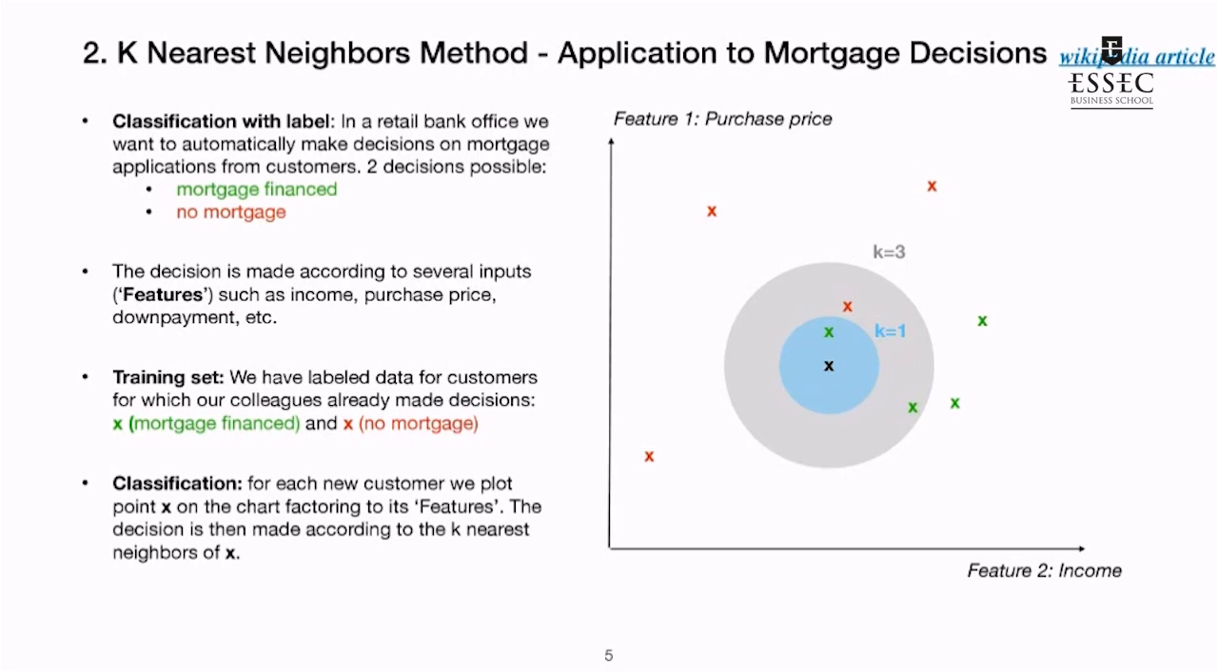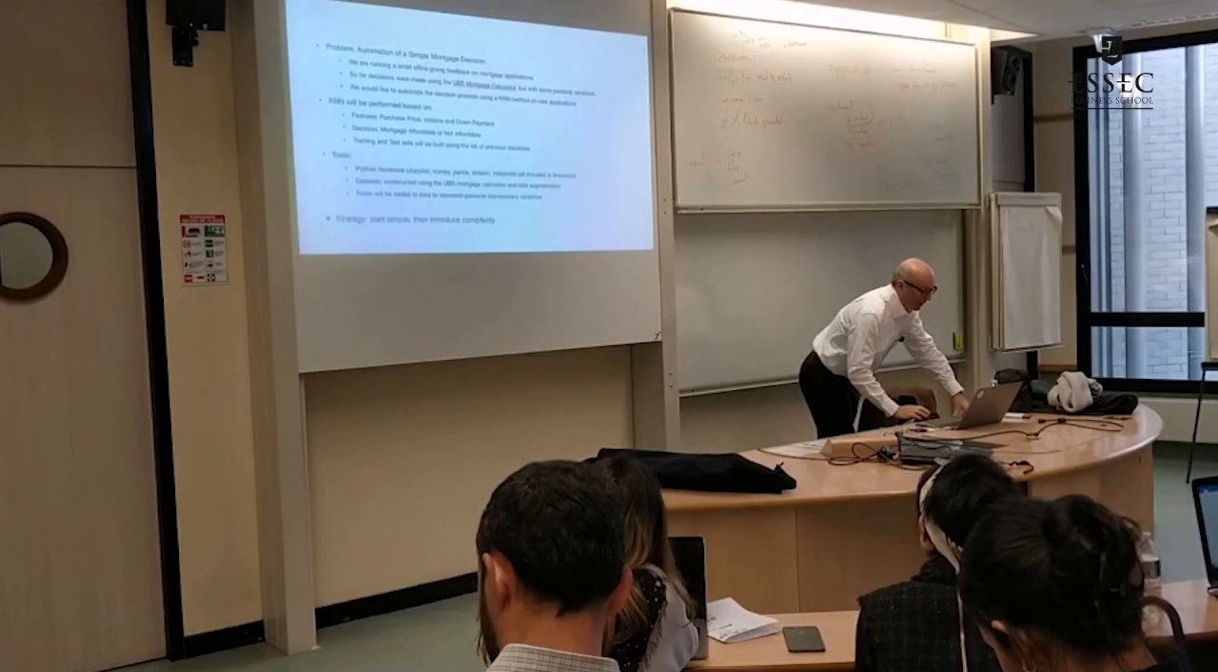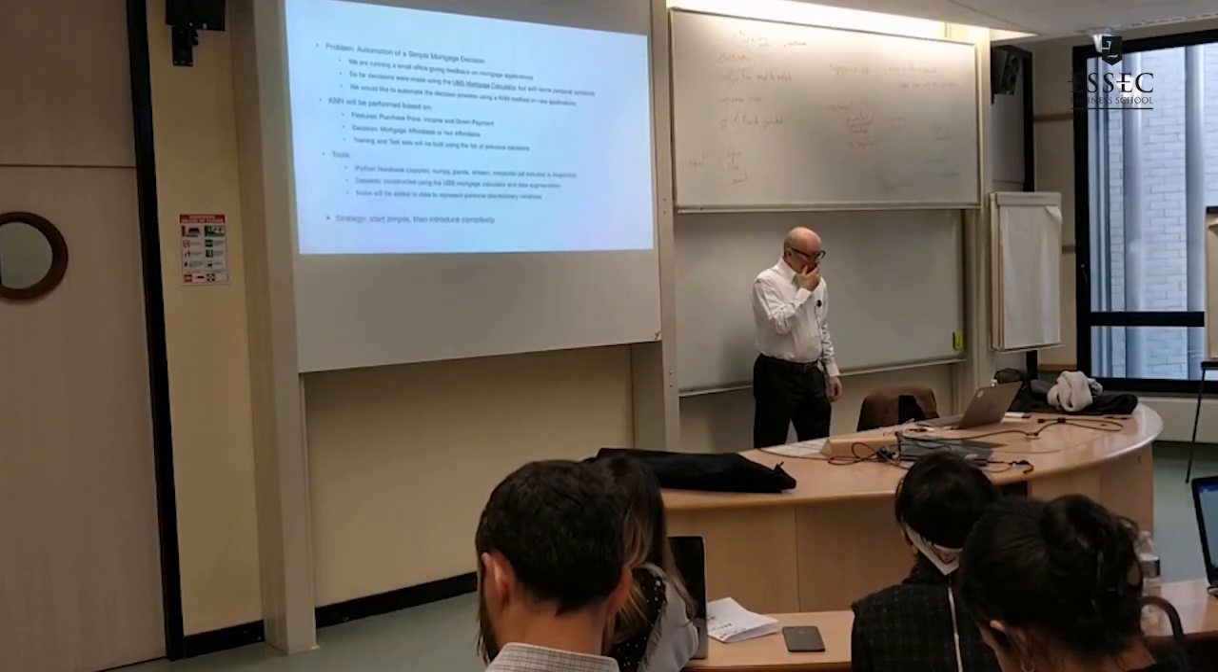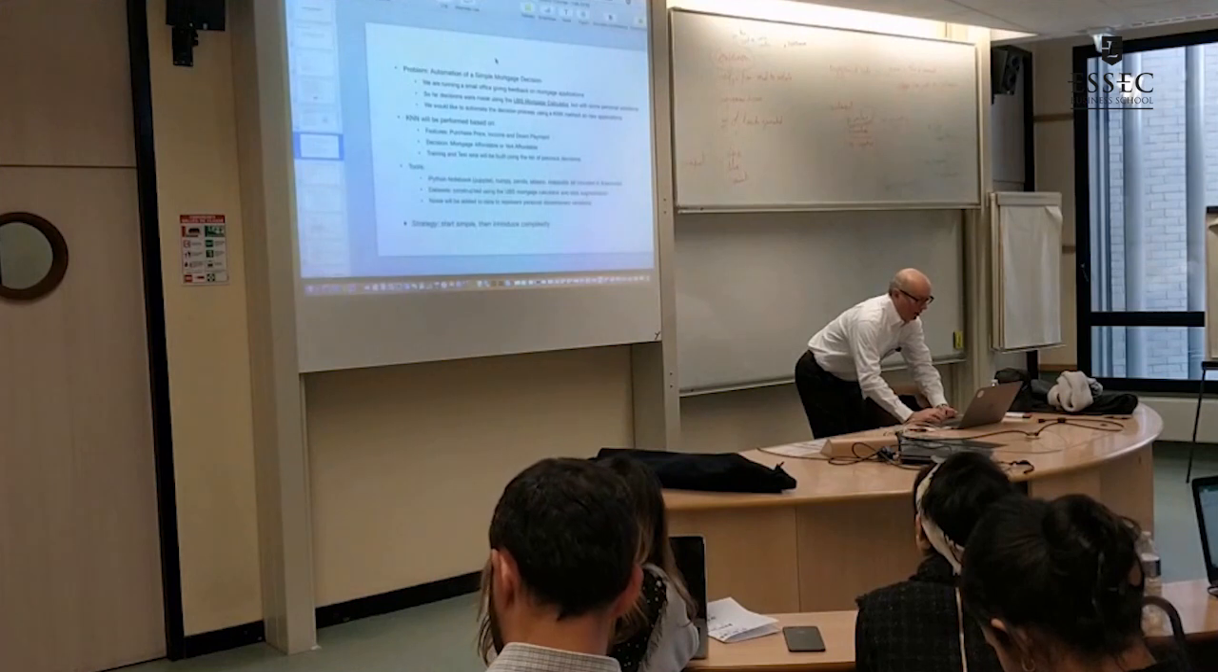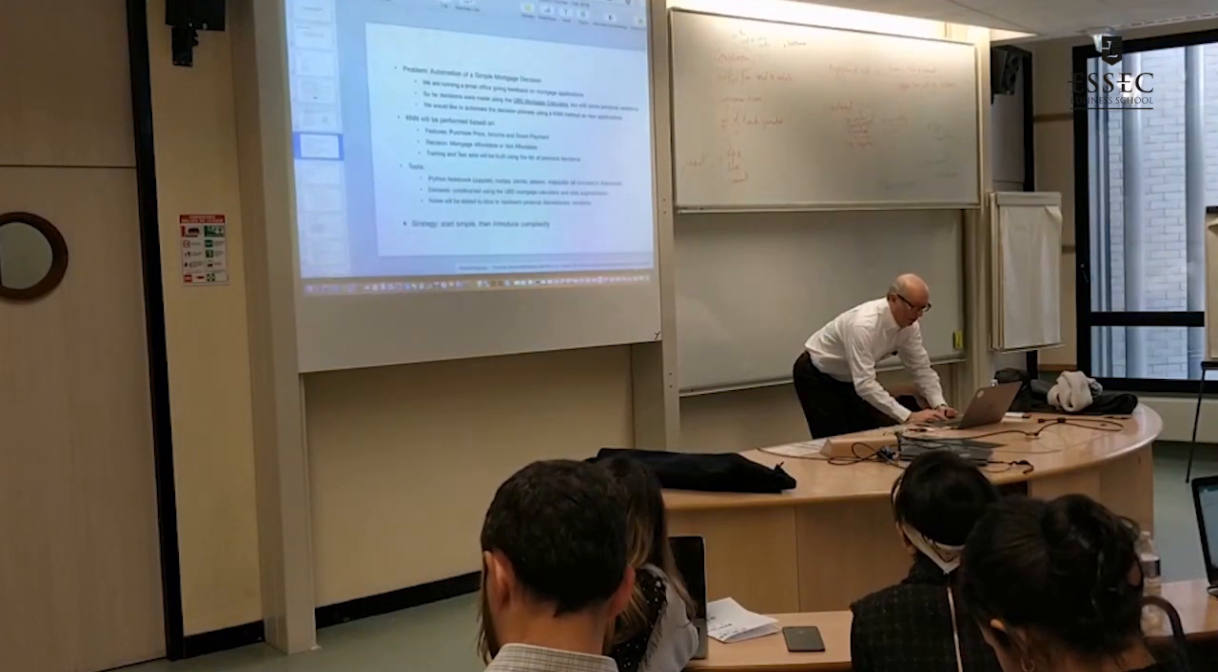Now, what we're going to do is to apply it to a data set, which we are going to create using some bank data. Okay, so we are going to use what is called the UBS Mortgage Calculator, which is here.